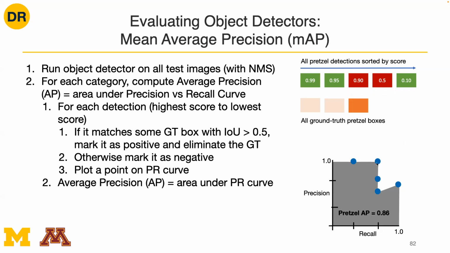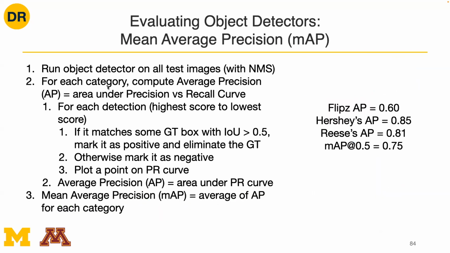That area under this curve is what is called the average precision, and that corresponds to just one class. So this average precision corresponds to the pretzel class in our data set. You would then perform this same evaluation on our test images for the other categories in our detection data set, and average them all together to get your final mean average precision. Hypothetically, say our data set had 3 classes, and each had an average precision shown here. Your mean average precision is then just the average of those average precisions.